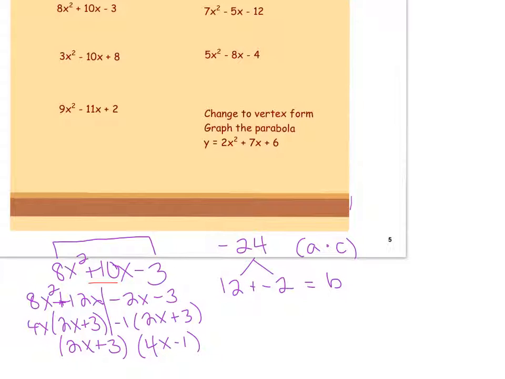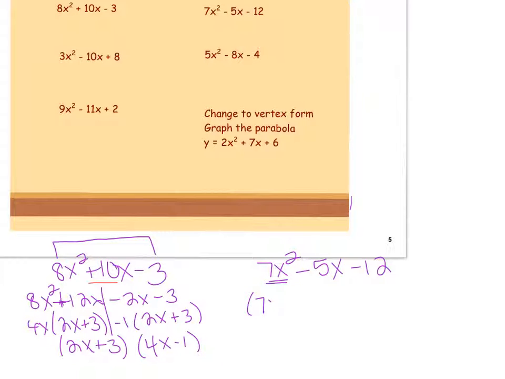Okay? So now let me just get rid of this so I have some space to work here. If I look at the next one, 7x squared minus 5x minus 12. So the guess and check method, which a lot of people feel more comfortable with, goes something like this. Your 7x squared is your first term. The only way that I can get 7x squared is if I multiply 7x and x.